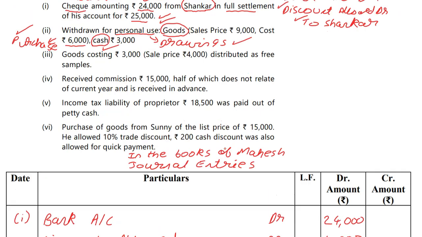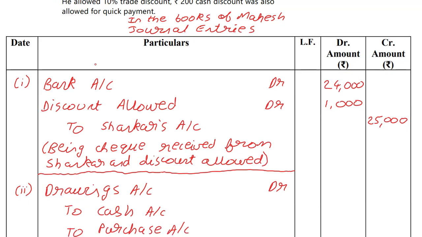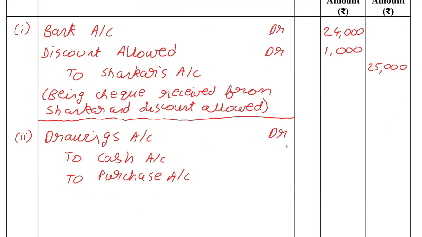Going back up, the cash is for 3,000, goods are for 6,000. Okay, so I'm just going to put corresponding to cash and purchase 3,000 on the credit side. Credit what goes out. So 3,000 and 6,000. Total drawings will then be 9,000. Right. And again, a short summary: being goods and cash withdrawn for personal use.